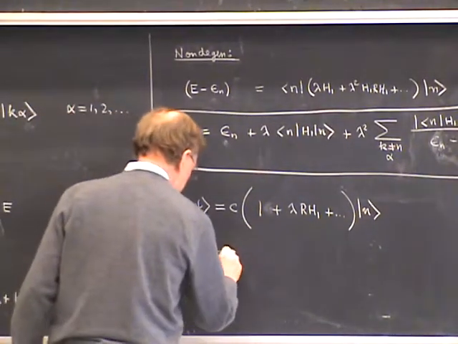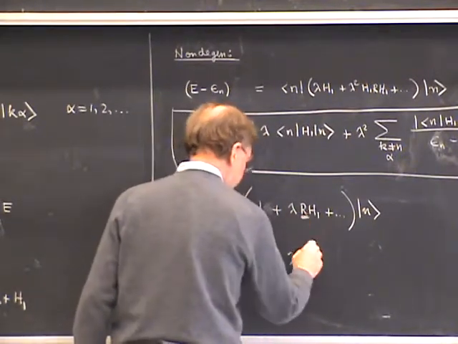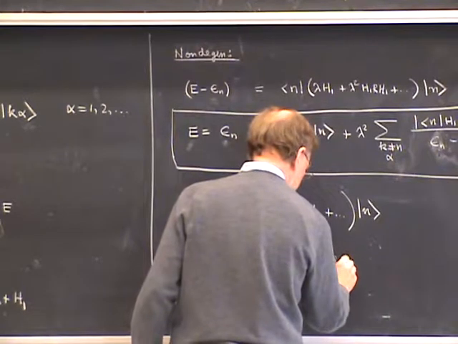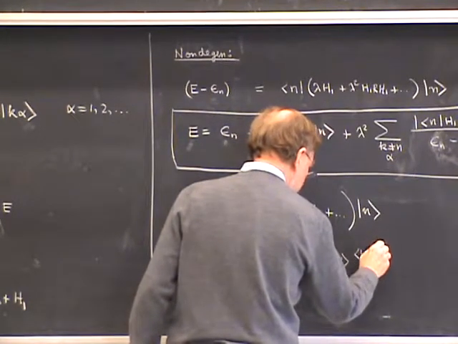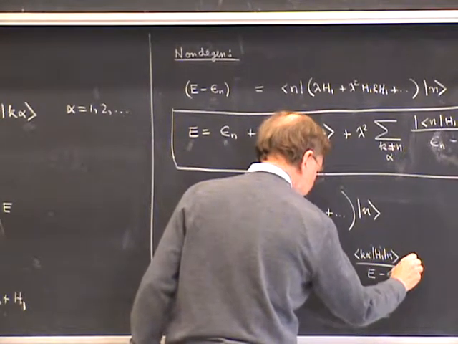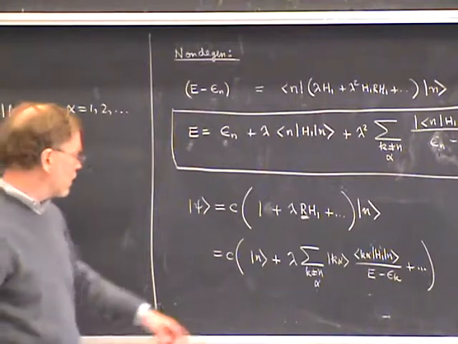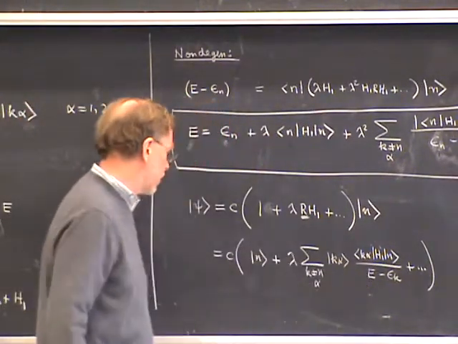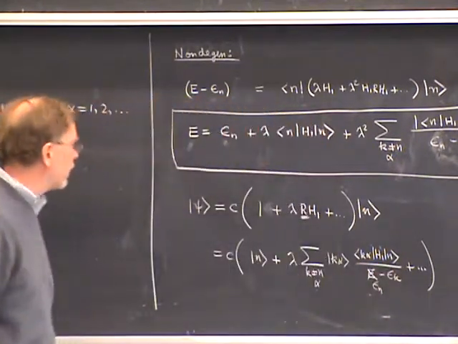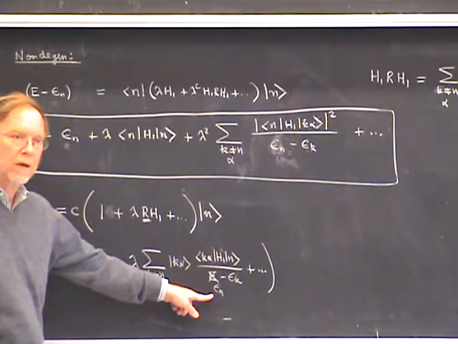Now, to write this out more explicitly, this is C times the unperturbed state n plus lambda, inserting the expression for R, the sum on k not equal to n and the sum on alpha. And then what we've got is the state k alpha, and then the matrix element of H1 between k alpha and n, divided by the energy denominator, which is E minus epsilon sub k, and so on. This is writing this out explicitly. Now once again, the energy eigenvalue appears here, but to lowest order, that's the same thing as epsilon sub n, so I can put that in, and I get the same approximate energy denominators as if we're using the second order correction to the energy levels. These denominators now appear in the first order corrections to the wave functions.